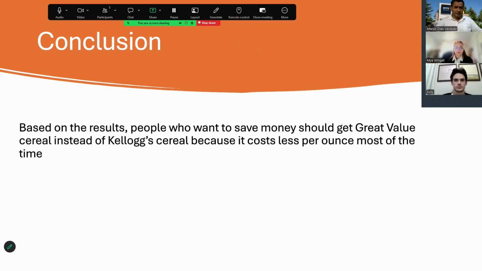So our conclusion is that people who want to save money should get Great Value cereal instead of Kellogg's cereal because it costs less per ounce most of the time.